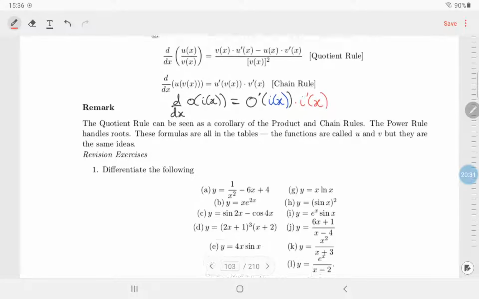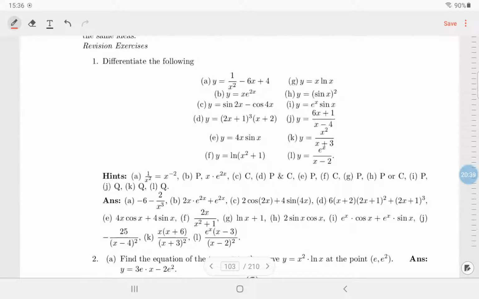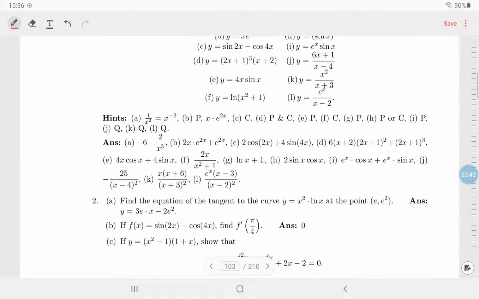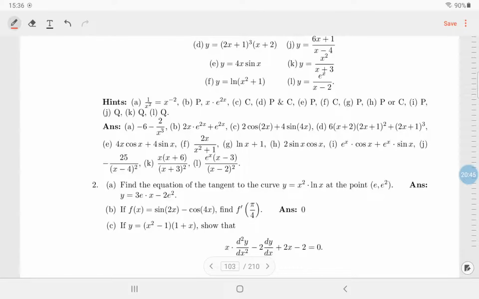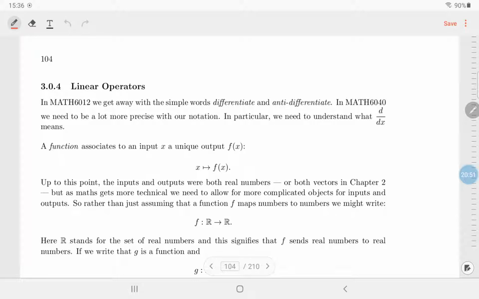Now, I strongly recommend that you try these revision exercises. There are some hints there as well, so hopefully you can get a start, and the answers are there. Okay, so that's basic revision. Now we're going to look forward, because we're going to have to be a bit careful in terms of our language, and we'll do that in the next lecture, I think.